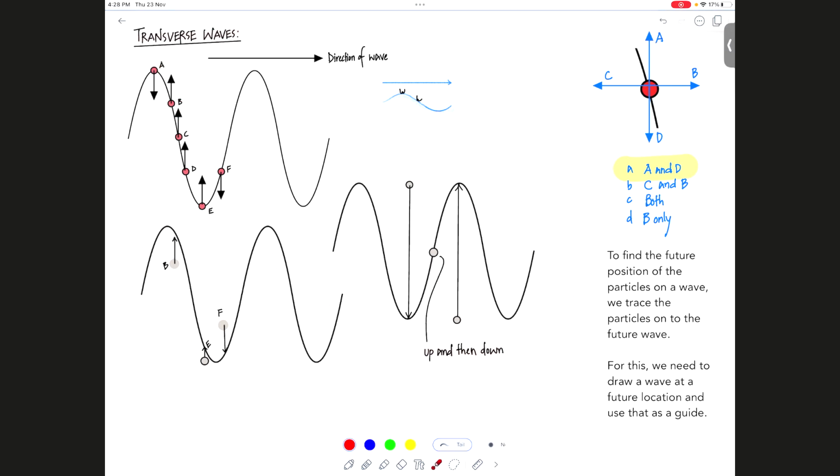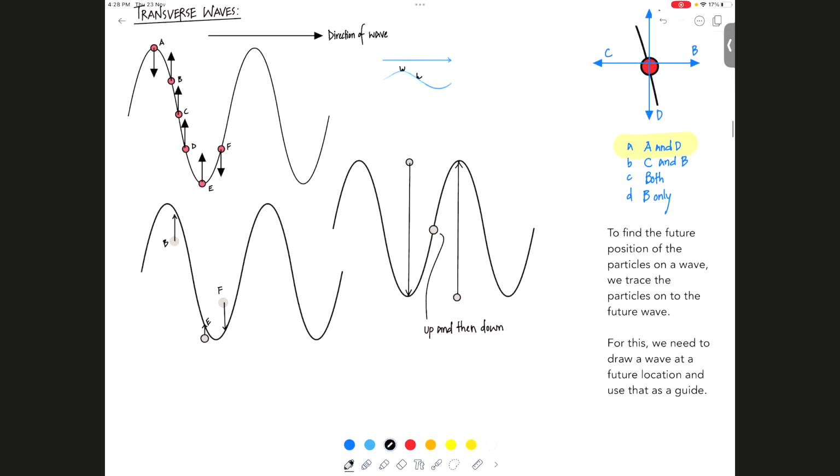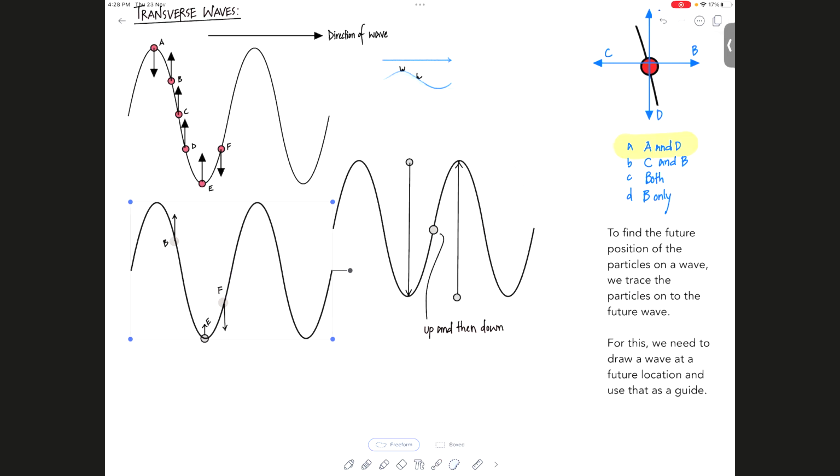So the idea here is that whenever you want to trace the path, the first one, to find the future position of the particles on a wave, we trace the particles onto the future wave. Future wave means, do you see that light gray color there? That is the previous wave. And this one here is like the future wave.